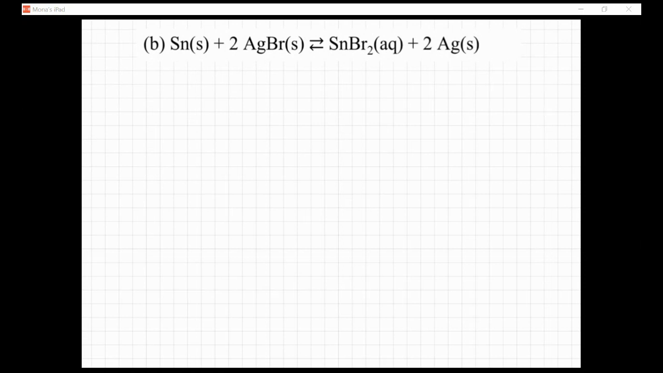Of course, before we do anything, we have to make sure that we know what is happening in this reaction. You could see that this is Cn, which is, for example, solid.